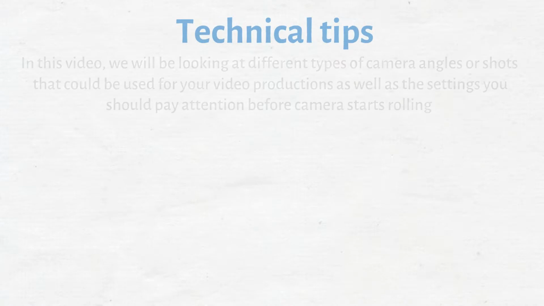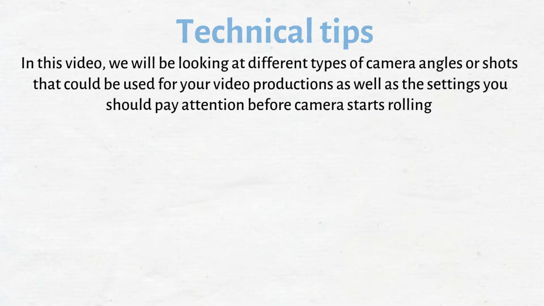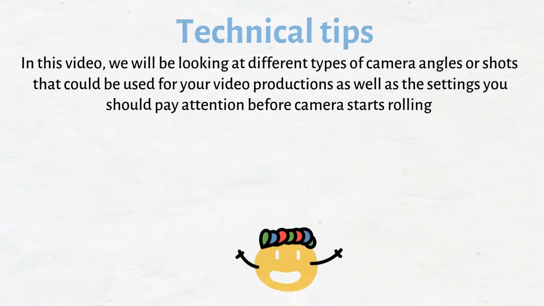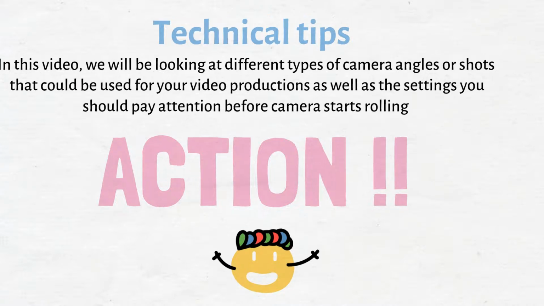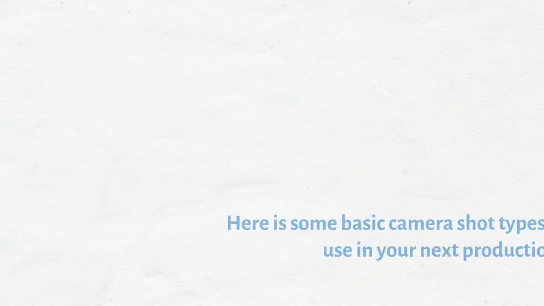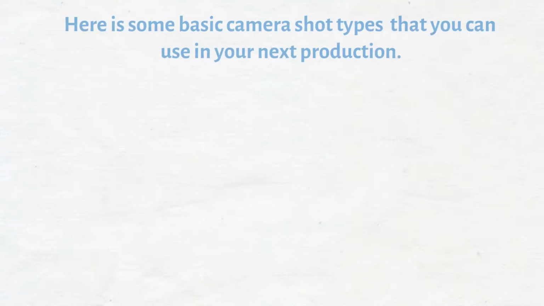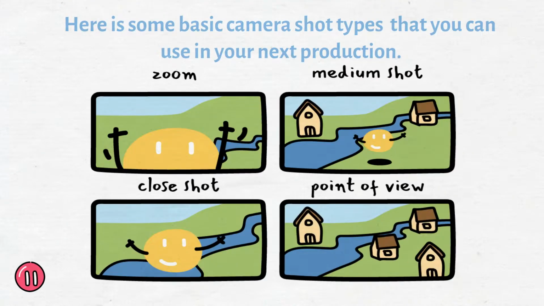Technical tips. In this video, we'll be looking at different types of camera angles or shots that could be used for your video productions, as well as the settings you should pay attention to before the camera starts rolling. Action. Here are some basic camera shot types that you can use in your next production: zoom, medium shot, close shot, point of view. This part is done now.